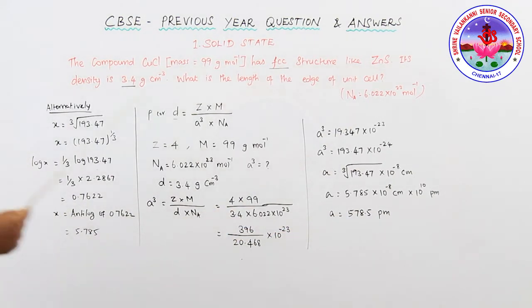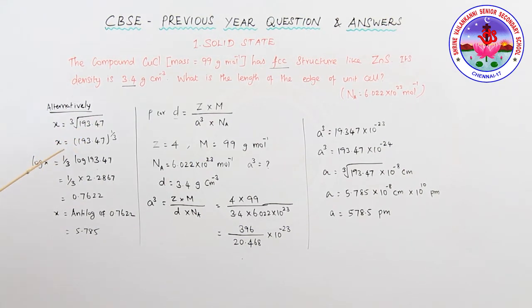Or alternatively you can use this method also. Suppose A is X, meaning the cube root of 193.47. So X is equal to 193.47 to the whole power 1 by 3. Taking log, log X is equal to 1 by 3 into log of 193.47. The log of 193.47 is 2.2867. So 1 by 3 into 2.2867, multiplying this value you will get 0.7622.